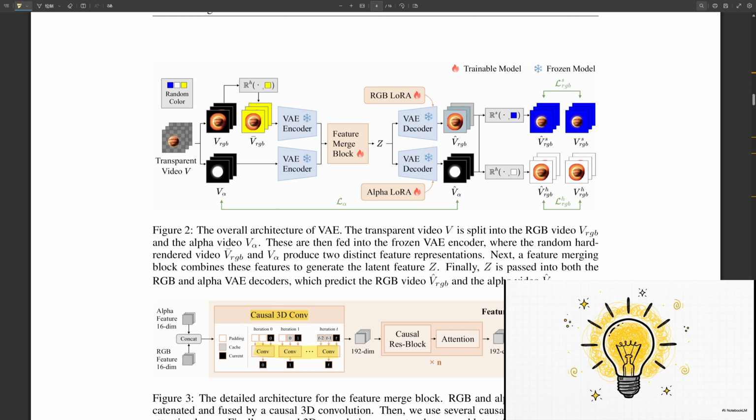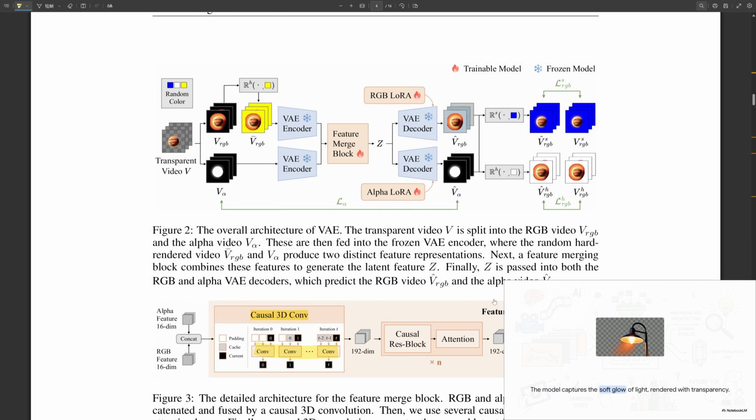All right, next up is another effect that often trips up AI models, soft glows and complex lighting. Take a look at this street lamp. The model doesn't just create the lamp itself, it creates that beautiful soft glow of light around it. In the alpha channel, this shows up as a smooth gradient, which means you can place this object into any new scene and it will look like it's actually emitting light.